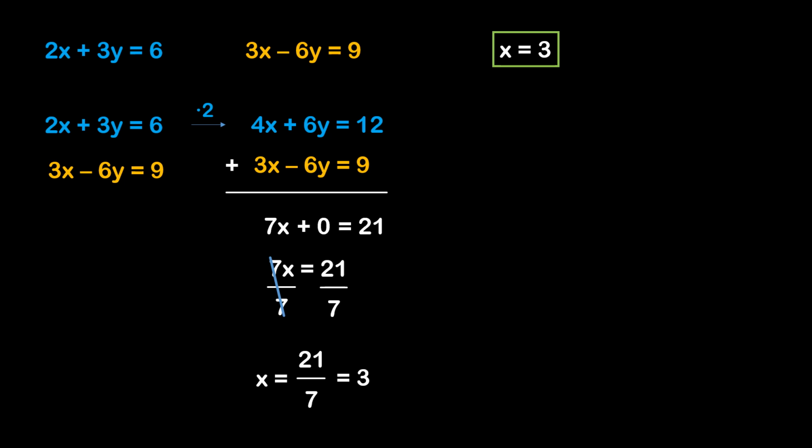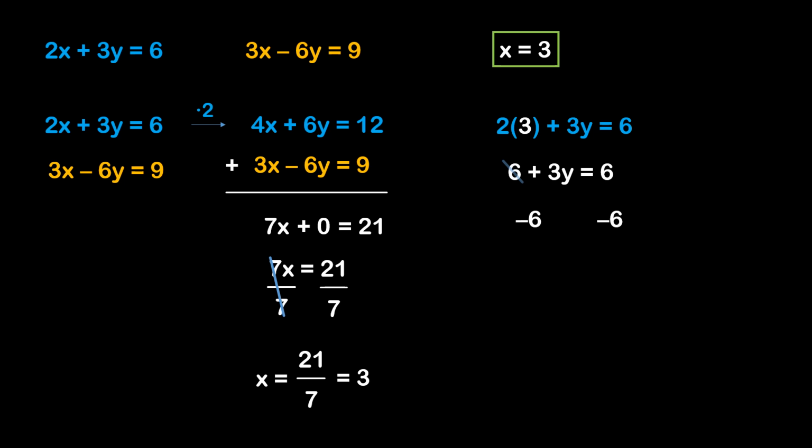Once we have that, we know we can substitute x is equal to 3 into either one of the original equations to solve for y. I'll plug it into the first equation. You'll have 2 times 3 plus 3y is equal to 6. 2 times 3 is 6, so we have 6 plus 3y is 6. I can subtract 6 from the left-hand side of the equation. That means I have to subtract 6 from the right-hand side of the equation.